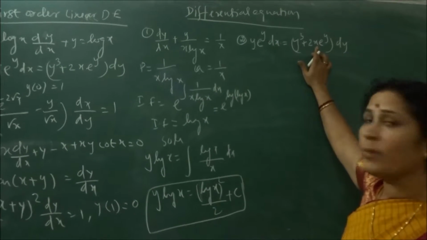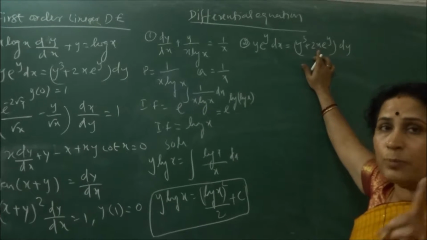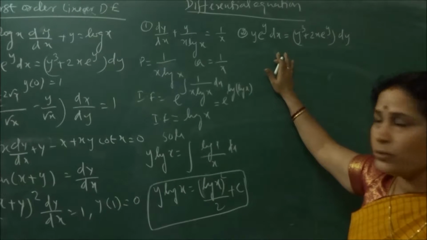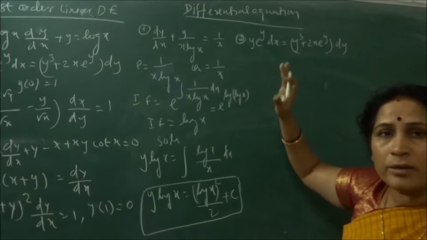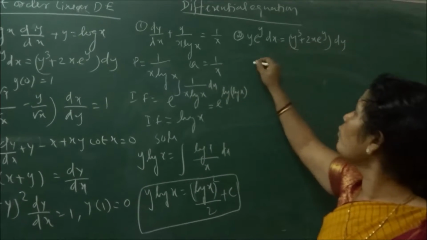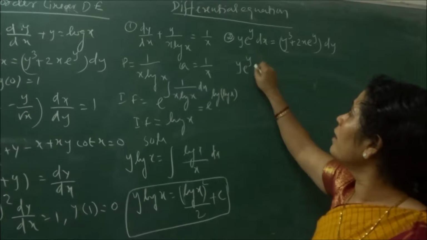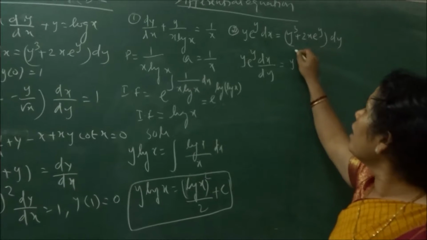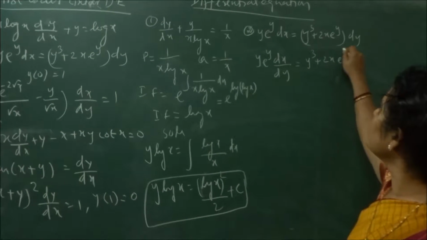Now see here, how many x? Just a single algebraic x. Beyond this x, there are no x functions. Clear to you? So that's why this is in the dx/dy format. Now throughout, divide by dy: dx/dy = (y^3 + 2x) e^y / (y e^y).